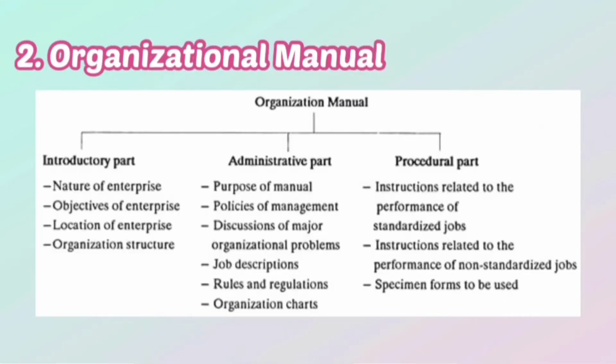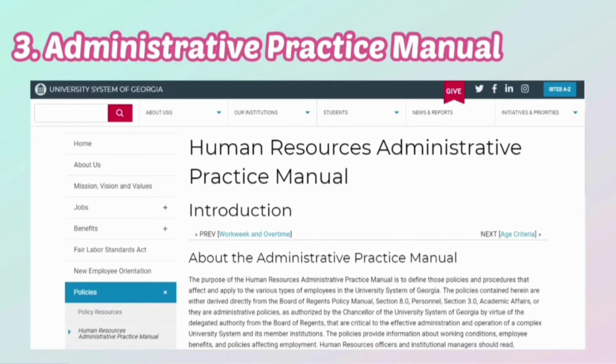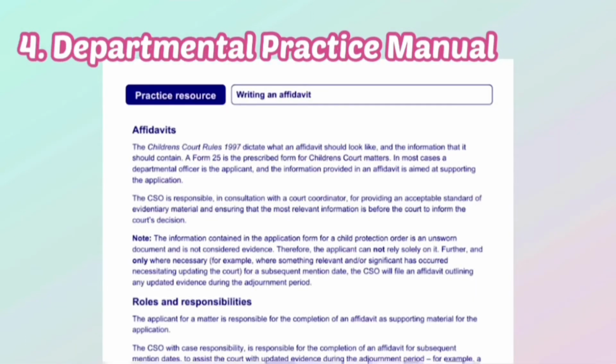Second, organizational manual. It describes various positions, their authority and responsibilities, job description, duties, and function of each position, and organization procedures and methods. Third, administrative practice manual. It is the process and procedure to perform better work performance for employees. Fourth, department practice manual. It deals with policy of the concerned department, methods, and procedures.